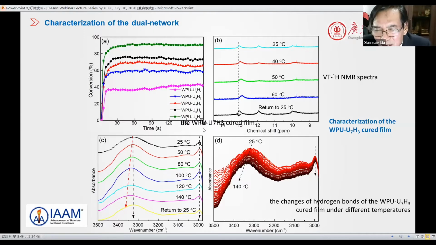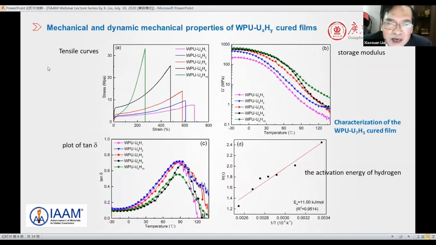This is the chemical receptors. So this is the different absorbance of the hydrogen bonds. It is dynamic. So this is the changes of the hydrogen bonds of the curing after different temperatures. So we can study.